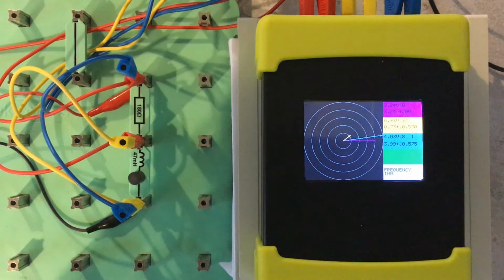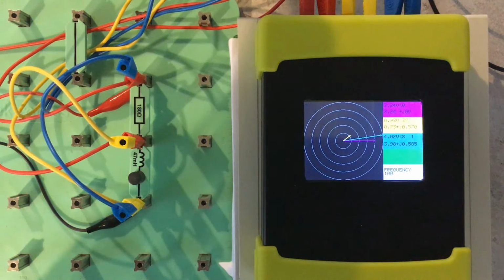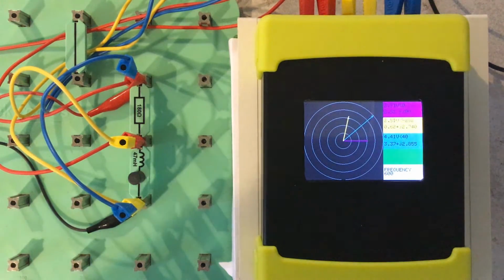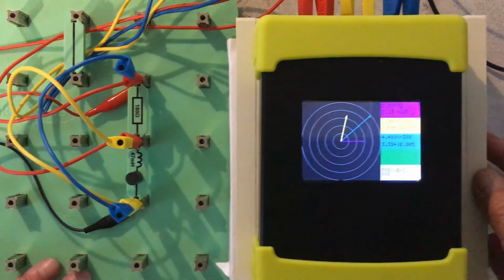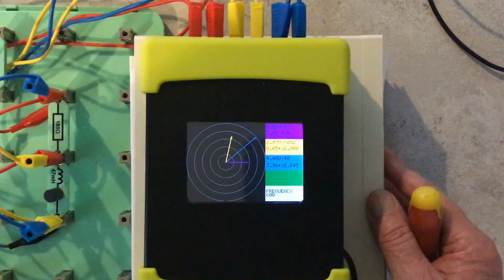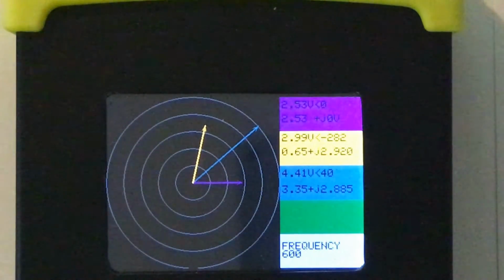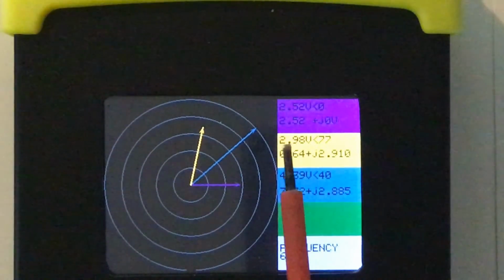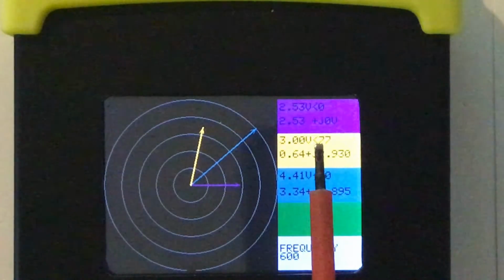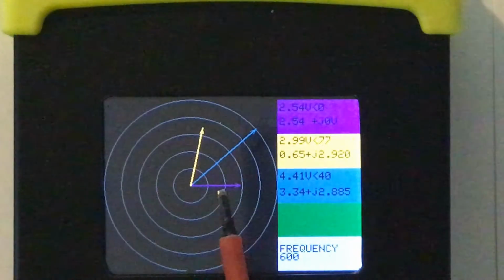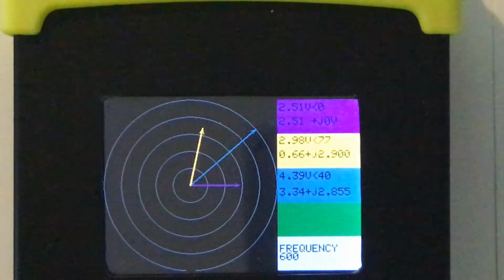I'm just going to crank the frequency up so it becomes a little bit bigger. So I'm going to put it up to about 600 Hz. And we can see, if I just bring the phasor display unit in and we zoom in on it, that we've got 2.98 volts at 77 degrees ahead of the current. So the current is lagging the voltage by 77 degrees.